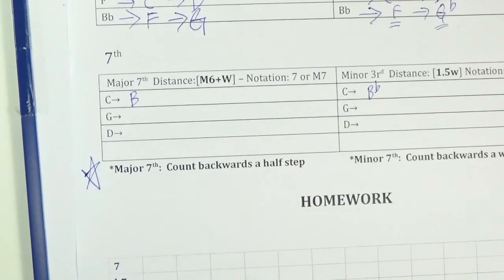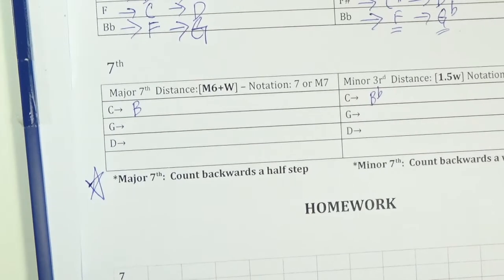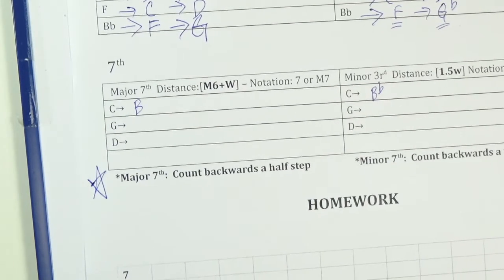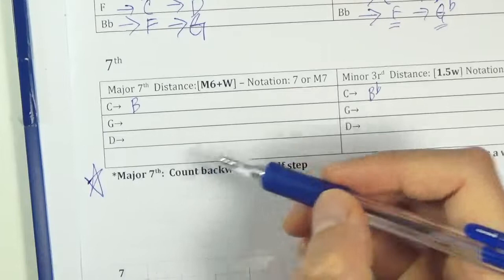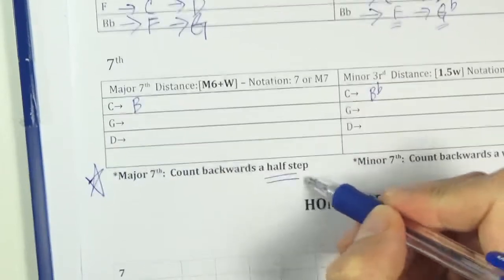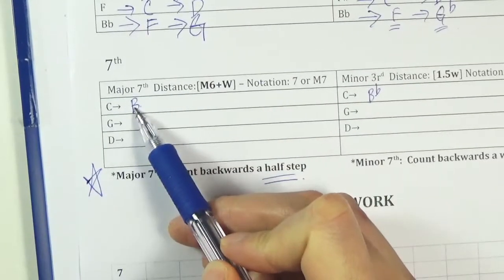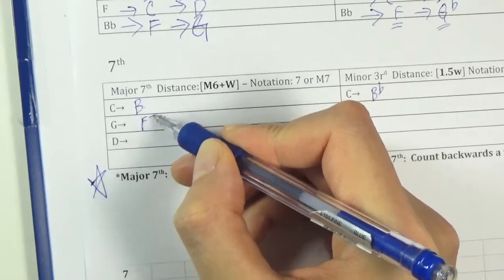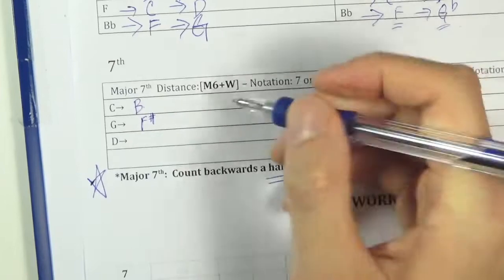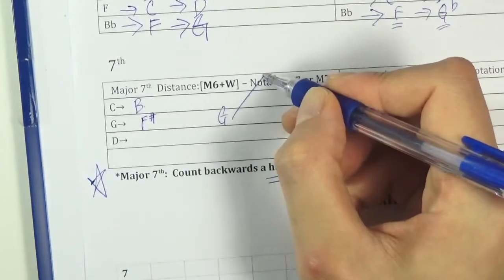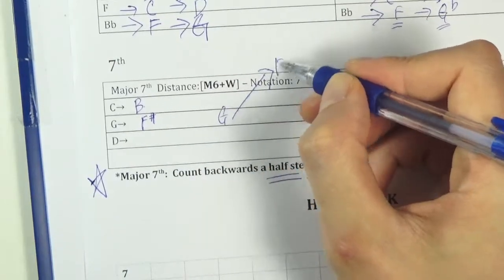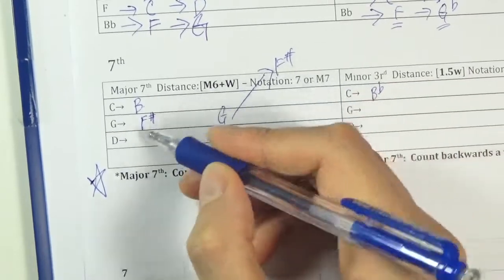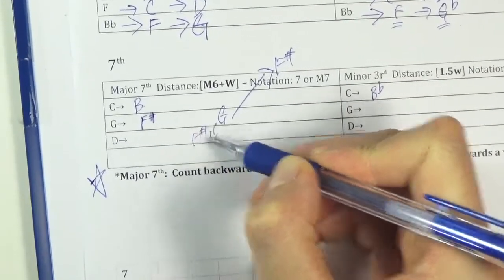So if you want the details, go back to the previous videos on sevenths. So for a major seventh, just count backward a half step. So it fits here really well. Okay. So for G, if you want a major seventh, just count backwards a half step. Though you have to understand that when we're talking about a major seventh, we are really going up instead of going down. It's just a shortcut to do it like this.